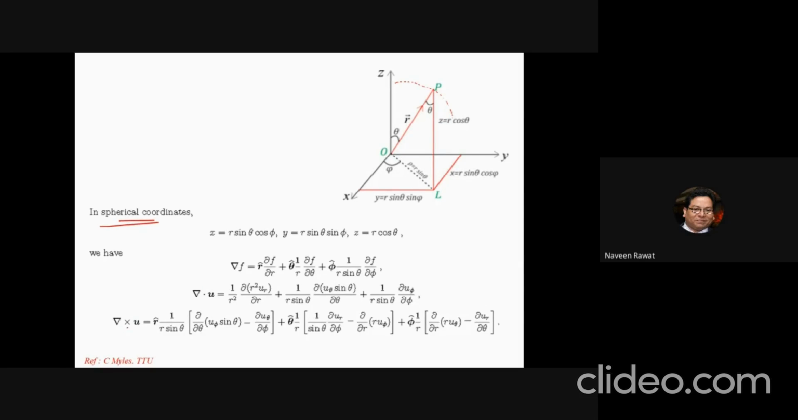The gradient, divergence, and curl in spherical coordinates have these formulations. For example, let's take the curl of a function u. It is given by the r cap unit vector, 1 by r sine theta, and the partial derivative with respect to theta of the phi component in terms of sine theta, and then you have the partial derivative of the other component with respect to phi. That is just one term, and then you have a theta cap term and a phi cap term. This entire thing is the curl of a function in spherical coordinates. You'll be using this a lot later on in electricity and magnetism as well. Now, in these spherical coordinates, there are 6 terms here.